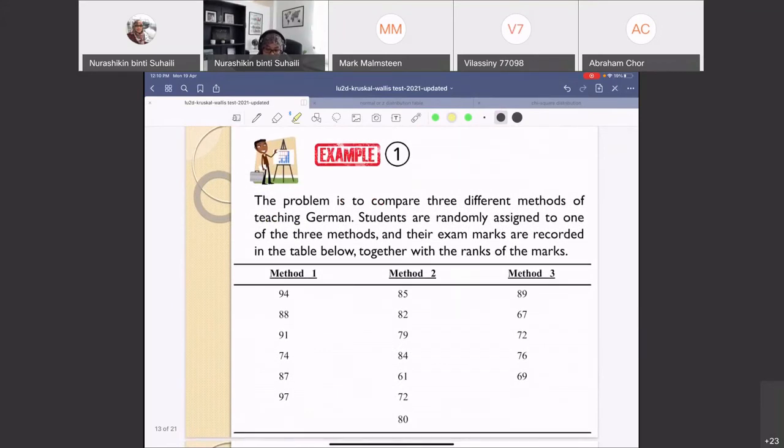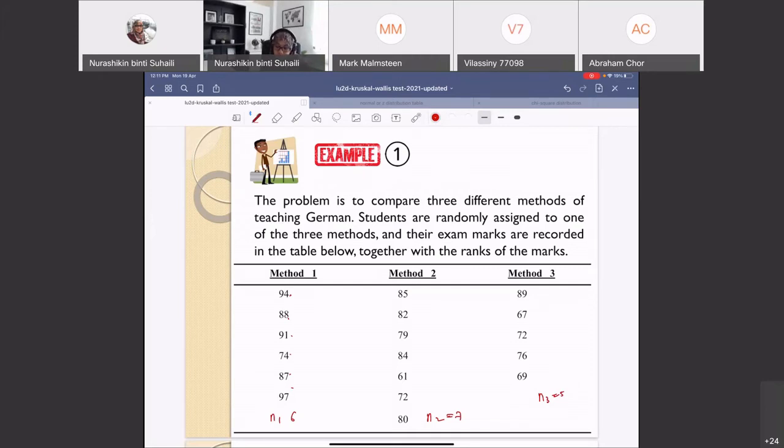Let's have a look at the first example over here. Normally you will be given a problem like this. There are three samples and they are independent. One of the criteria of independent samples is that the sample size is not equal. Method one has only 6, N1 is 6, N2 is 7, and N3 is 5, right? So the samples are independent, as you can see they are not equal in size. Dependent samples always have the same size because they compare one point to another point in the other sample.